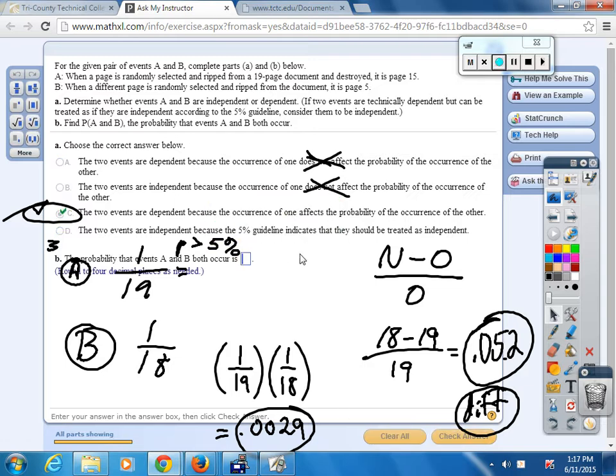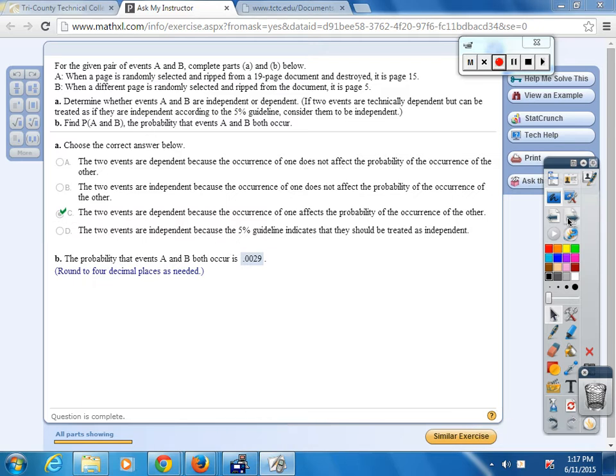Well, we got that one right. It says 4 decimal places, 0.0029. It's a miracle. And that's how you do that one. Okay? Say again. You got it? Y'all feel good about yourself?